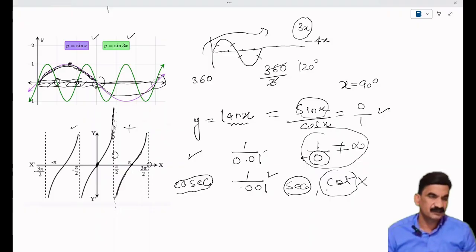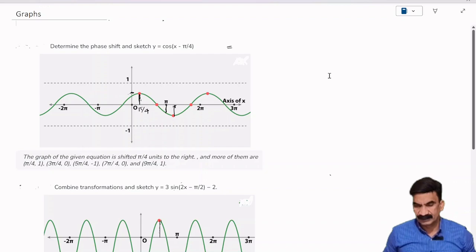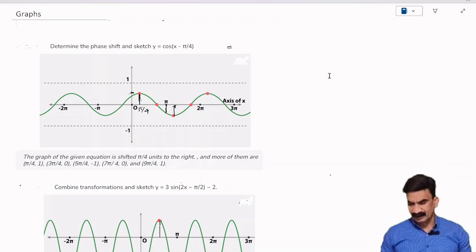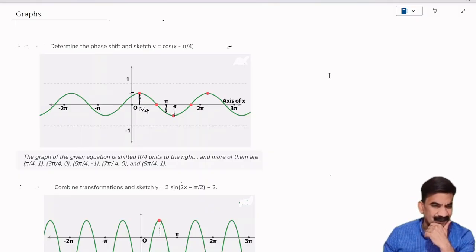Otherwise, extremely, extremely simple. And remember, we will use these in the coming chapter. So let's look at some of the examples for the trigonometric graphs. Most of these questions are pretty similar if you know how to get the maximum and minimum value.